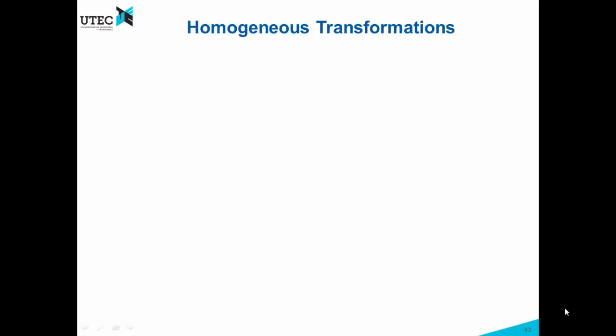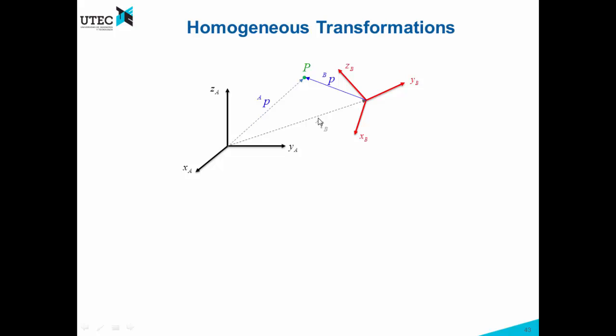Homogeneous transformations. Consider a frame A, a frame B, and a point P. Point P in frame B can be represented with this vector, and in frame A it can be represented by this vector. The origin of frame B with respect to frame A can be represented with another vector t. Now suppose that we have this vector P in B, but we want this vector P in A.